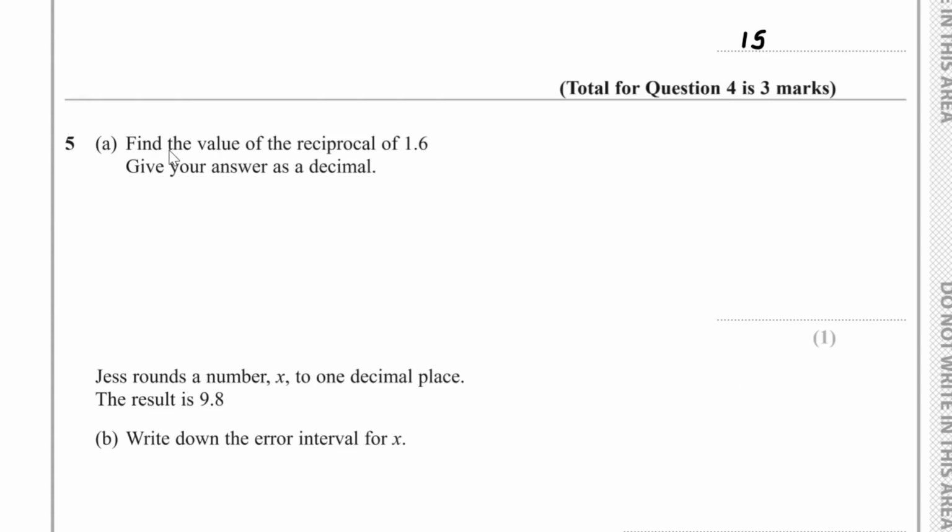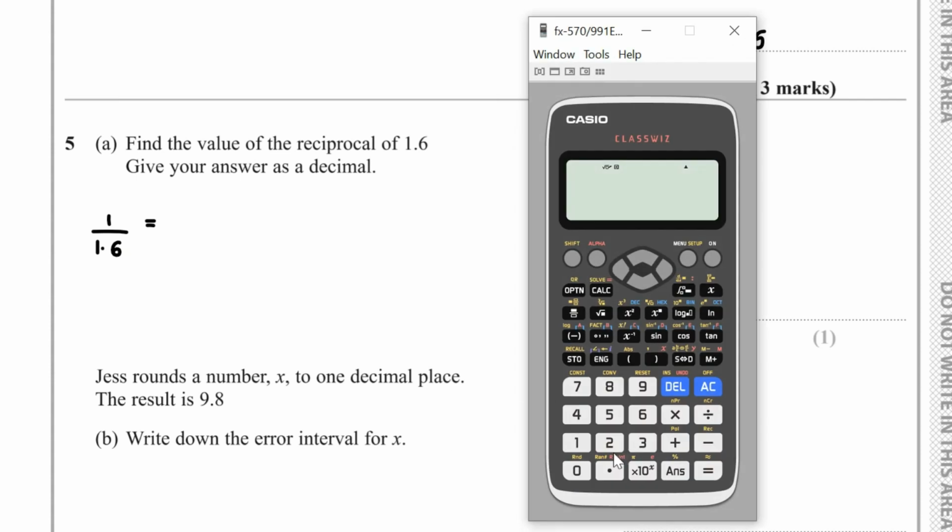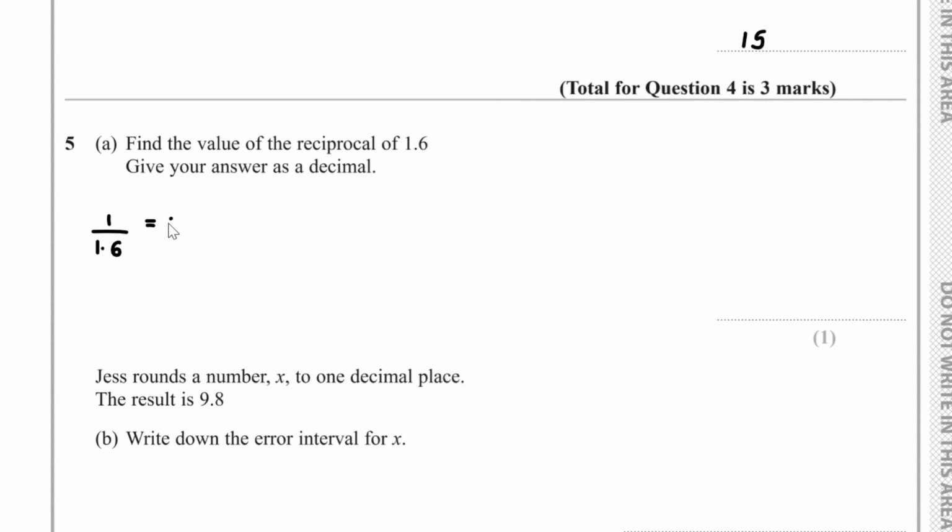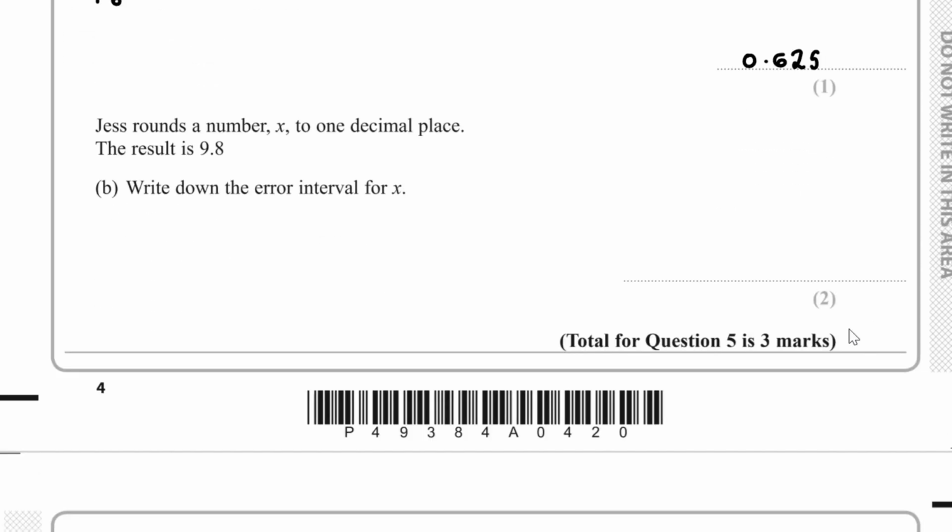Question 5, part A. You have to find the value of the reciprocal of 1.6. Give your answer as a decimal. Well, the reciprocal means 1 over. So the reciprocal of 1.6 is the 1 over 1.6. And if we work this out, 1 over 1.6, that's 5 over 8, which is 0.625. So we've got 0.625.